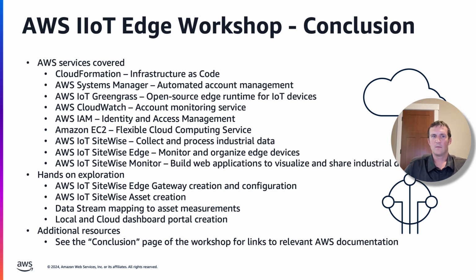AWS IoT SiteWise was shown to collect and process industrial data. AWS IoT SiteWise Edge was used to monitor and organize edge devices. And AWS IoT SiteWise Monitor was used to build web applications and to visualize and share industrial data. We also had some hands-on exploration of AWS IoT SiteWise Edge Gateway creation and configuration, as well as AWS IoT SiteWise asset creation. We also mapped data streams to asset measurements, and we created both local and cloud dashboards through portal creation.